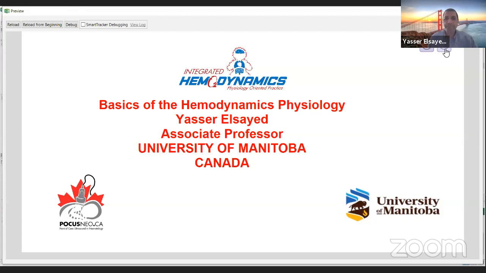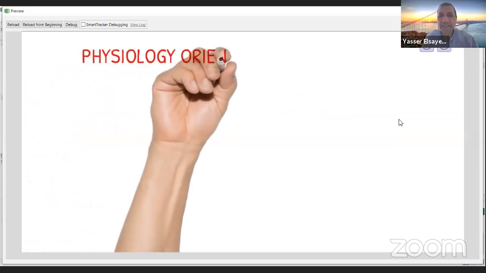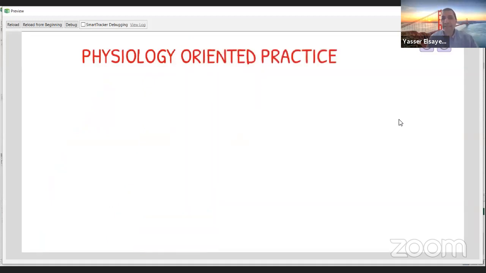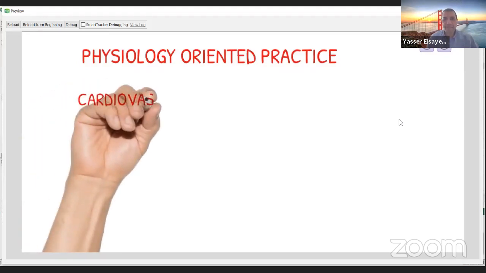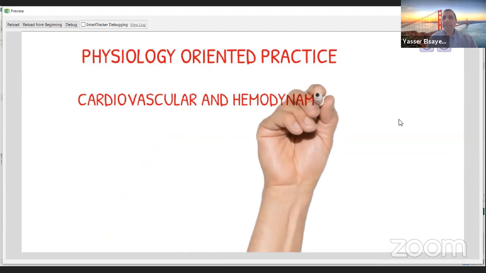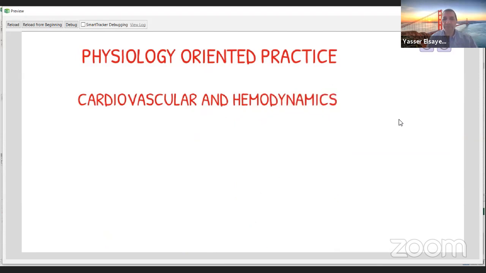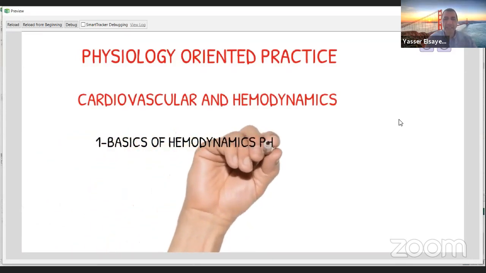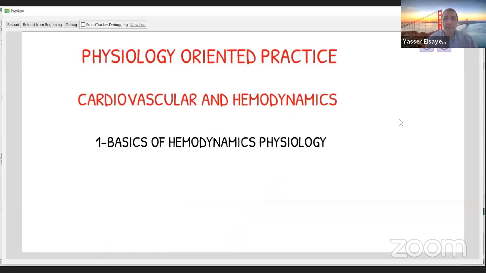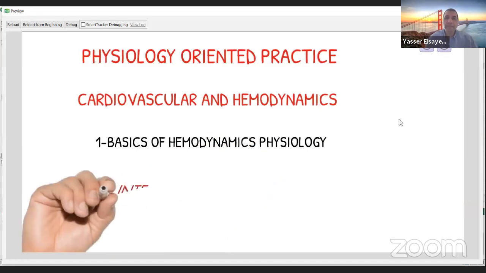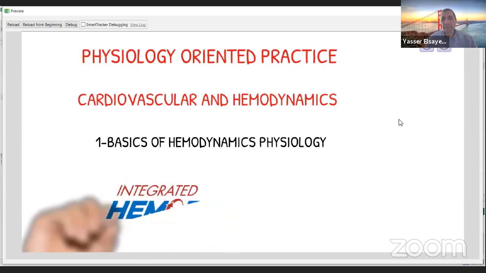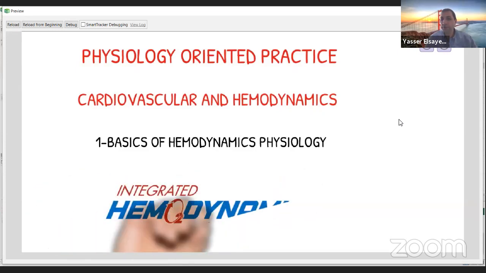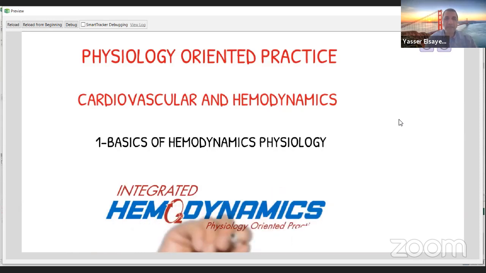When we talk about physiology-oriented practice, it is a kind of practice that is based on understanding of physiology and moving away from empiric therapy and the controversy of evidence, if you don't have a good evidence to support our practice. And we'll focus on cardiovascular and hemodynamics because physiology-oriented practice can also be focused on respiratory-related issues, can be related to neurological issues. But today we'll just focus on cardiovascular issues and hemodynamics.